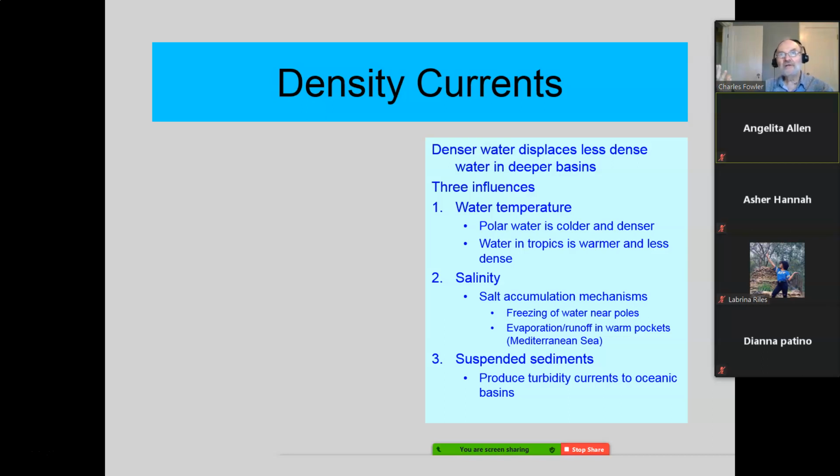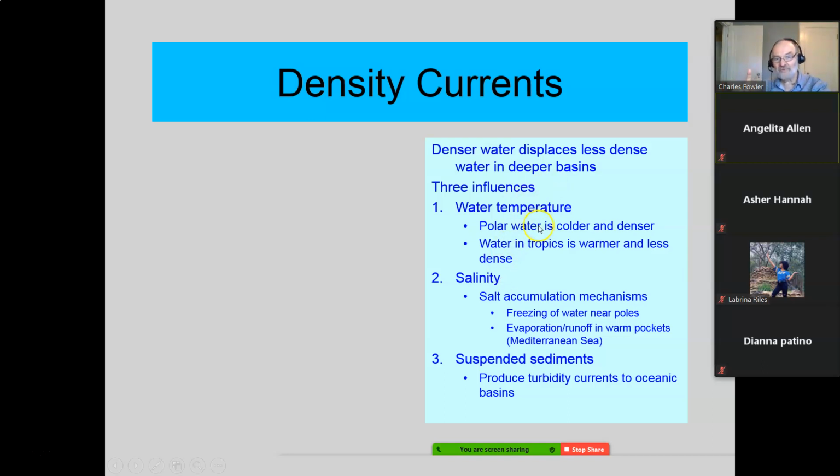It's called, goodness gracious, the stack effect, chimney effect. The correct name for it is convection. That's it, convection. Cold, dense stuff moving down, warmer stuff moving up. Okay, so that's one, water temperature.